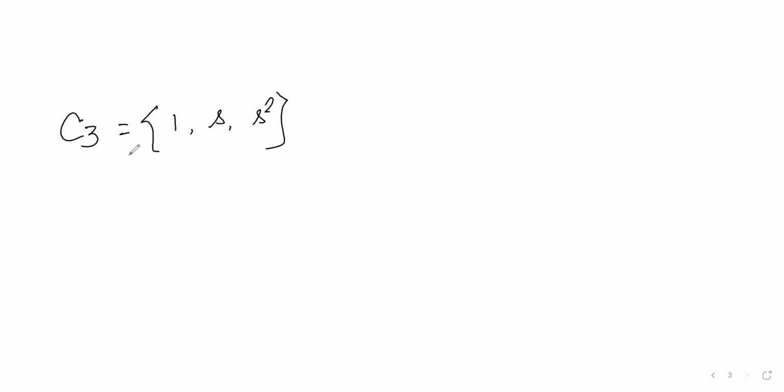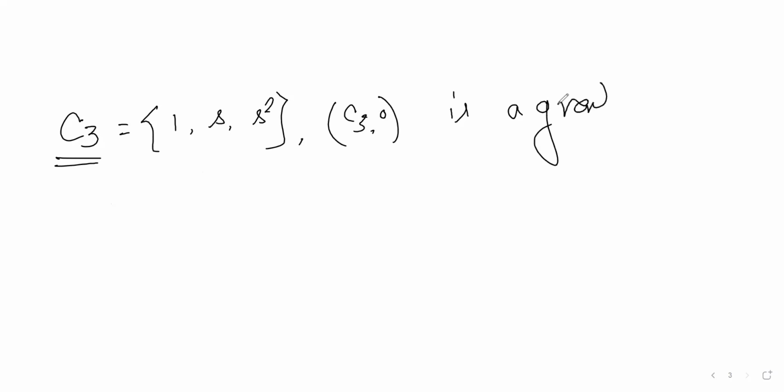With respect to the composition, this set forms a group. We already see it. With respect to the composition, which I denote by this small circle, C3 is a group, right? Fine.